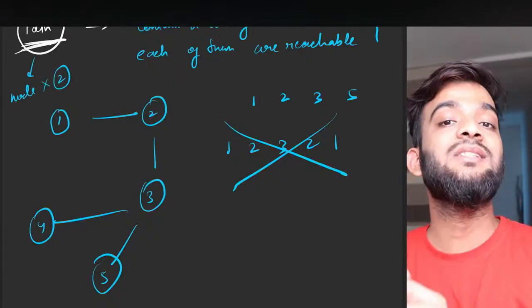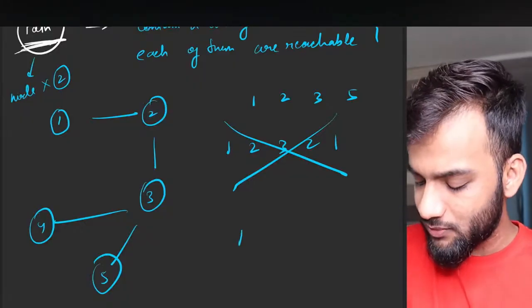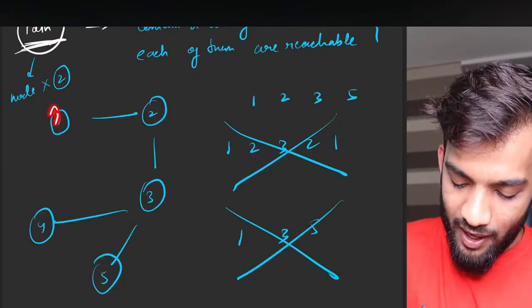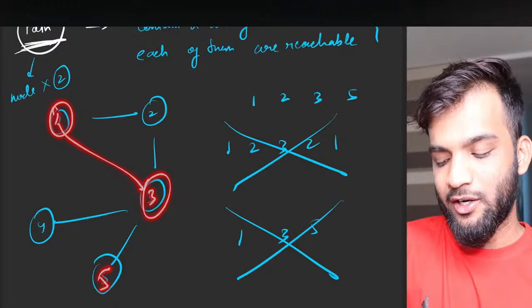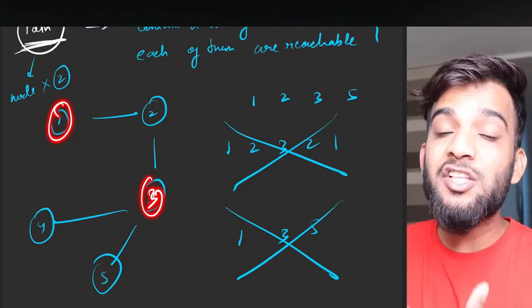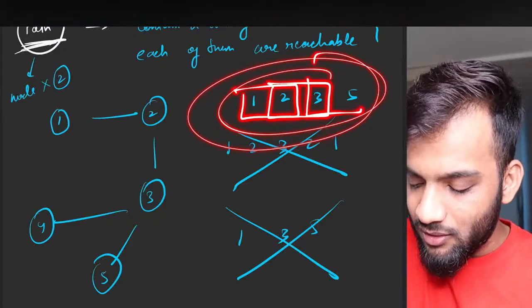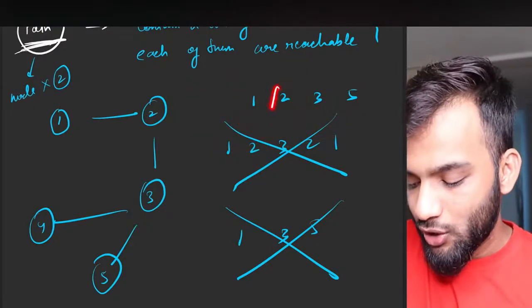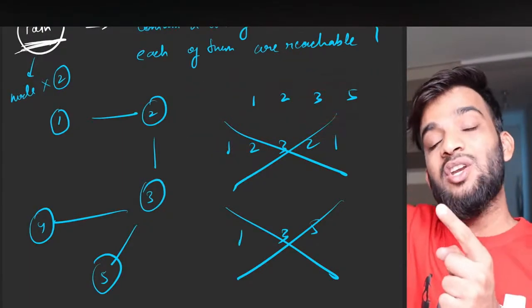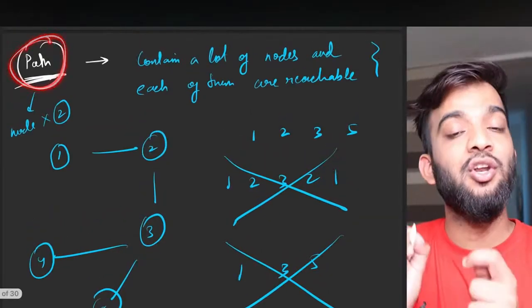A node cannot appear twice in a path. It can only appear once. Is this a path? No. Why? Because you say 1, you say 3, you say 5. But how do you reach from 1 to 3? There is no connectivity from 1 to 3. There is no edge from 1 to 3. So you cannot. So a path that you're writing, the adjacent nodes must have an edge between them. Like 1, 2 has an edge, 2 and 3 has an edge, 3 and 5 has an edge, so that you can travel in that path. So that is the definition of a path.